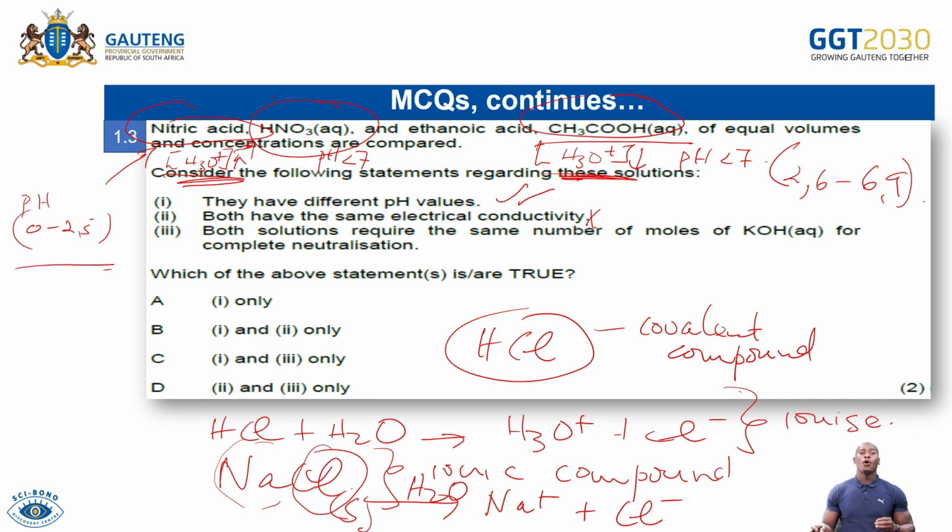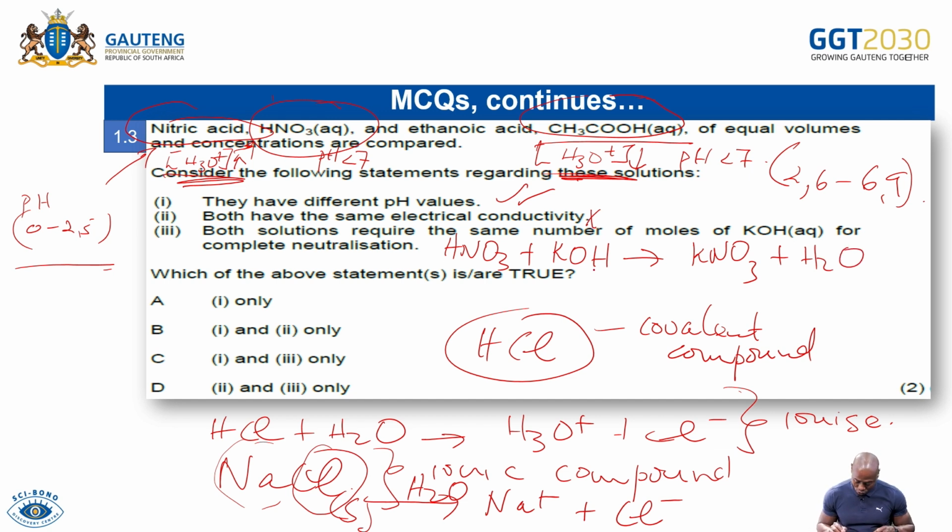Roman figure 3: both solutions require the same number of moles of potassium hydroxide for complete neutralization. So what is important here for you to prove that this is true? You need to write the reactions. So the reaction of nitric acid: I'm having nitric acid plus KOH. What will be formed here? It will be KNO3, potassium nitrate, plus H2O. Then is the equation balanced?